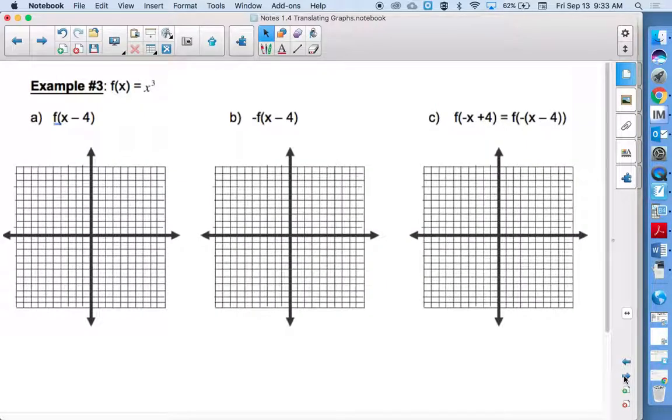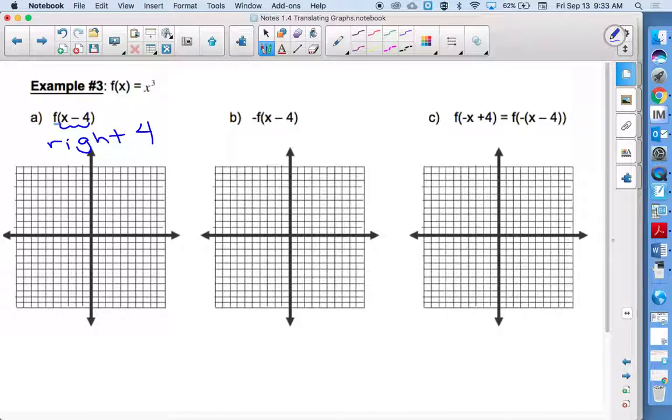So looking at the 3 graphs underneath, so now this is that function notation. So we have f and then x minus 4. Our graph is x cubed. So what would the x minus 4 do to the original graph? Reese, how would that move the graph? Yeah, so that x minus 4 moves it right 4. So my original graph started at 0, 0. Now it's moving right 4.